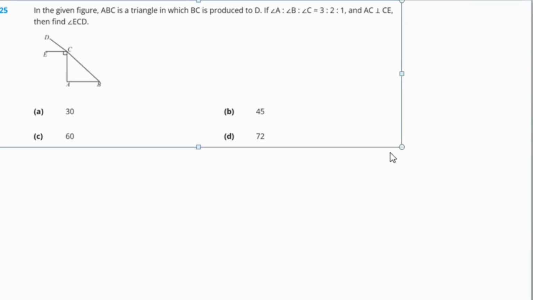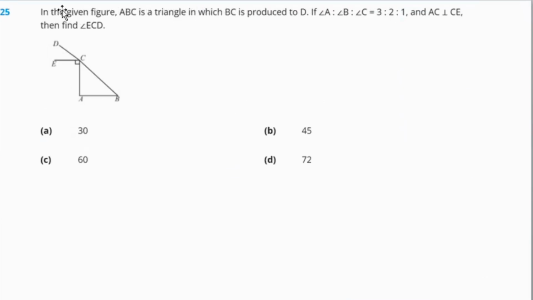Next question is saying that in the figure, ABC is a triangle in which BC is produced to D, and the ratio of angle A, angle B, and angle C is given to us as 3:2:1. AC is perpendicular to CE. Then we need to figure out this angle ECD.